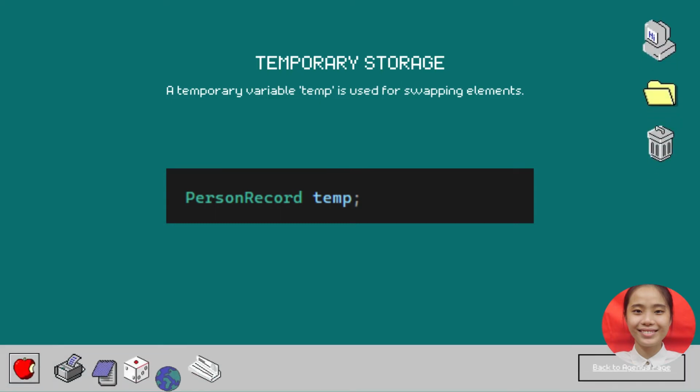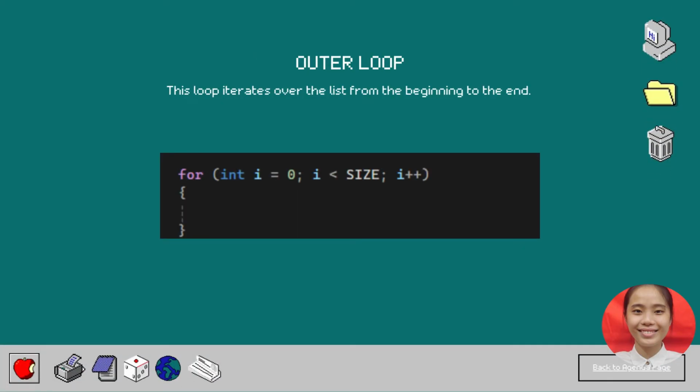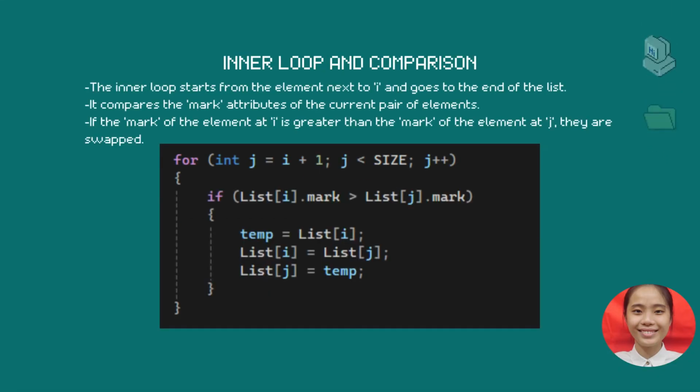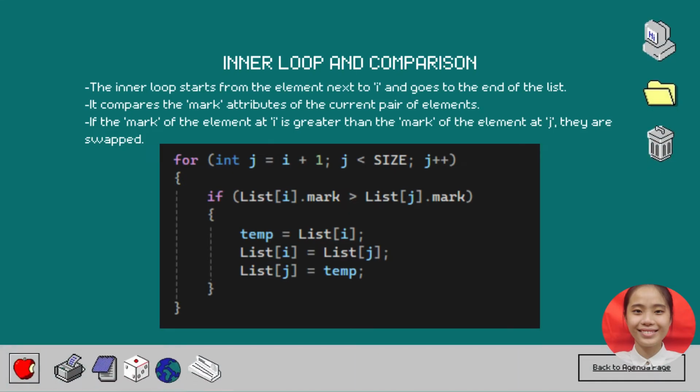In our coding, there is a temporary variable called temp that is used for swapping elements. An outer loop is used to iterate over the list from the beginning to the end. An inner loop starts from the element next to I and goes to the end of the list. The loop compares the marks attribute of the current pair of elements. If the marks of the element at I are greater than the marks of the element at J, they are swapped.